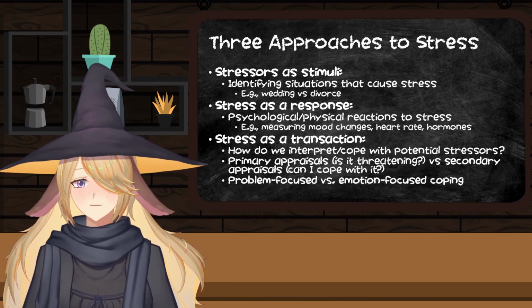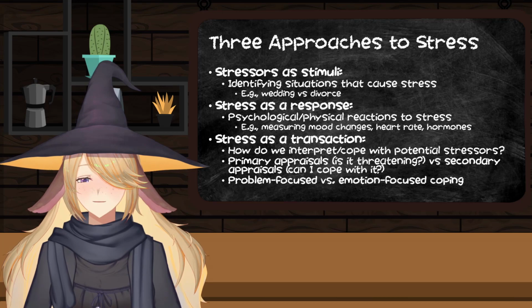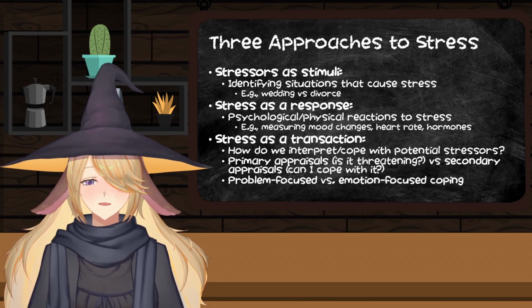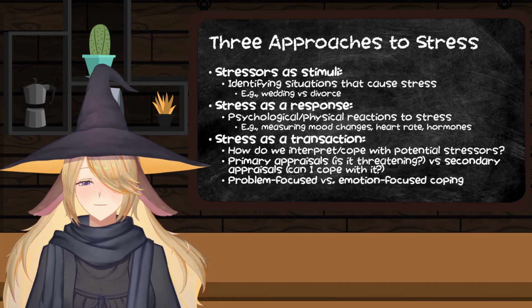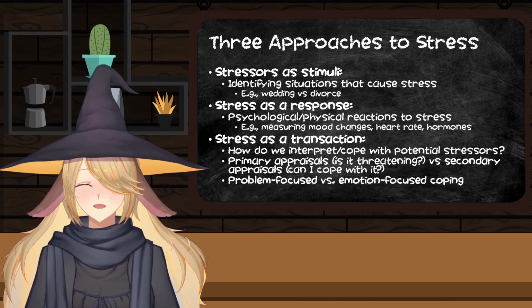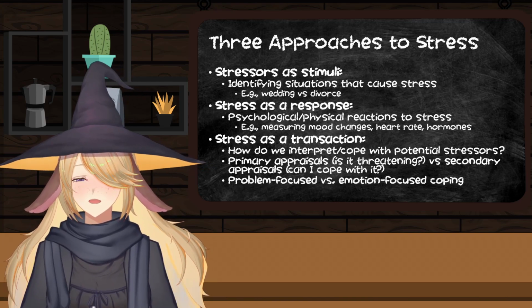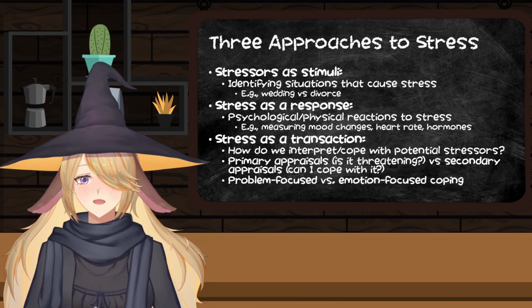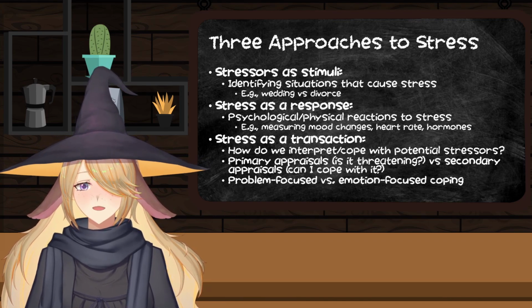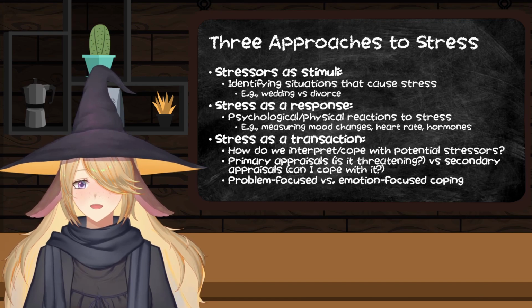I didn't know until that point that our bodies produce very identifiable patterns of hormones and hormonal releases in response to stress. And apart from just the sort of black box of stressor in, stress out, there's also a transactional element to how we experience stress. How we interpret and cope with potential stressors matters a lot for how stressed we actually get.